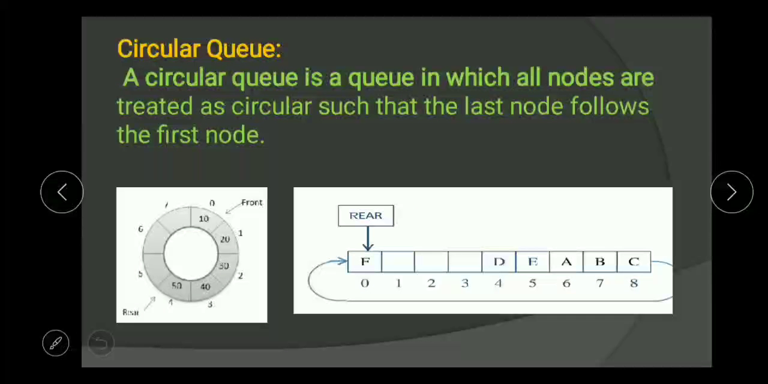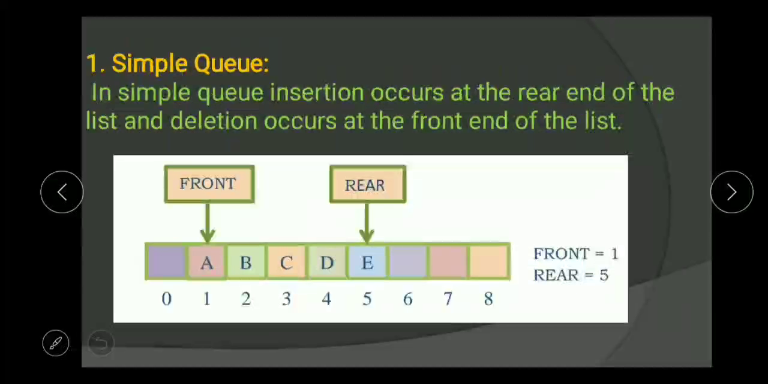Circular queue. Why do we go to the circular queue? Because we have a drawback in the simple queue. If we delete the item A in the queue, then the front item will be B, that is front is equal to 2. The space of A becomes empty, but this space will not be used further. So this is the drawback of simple queue.